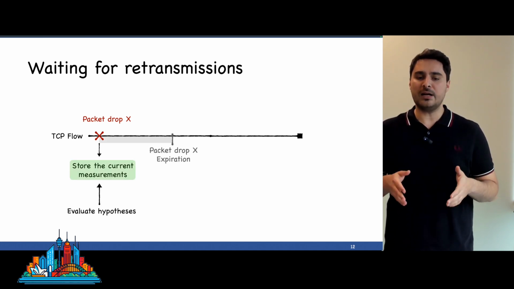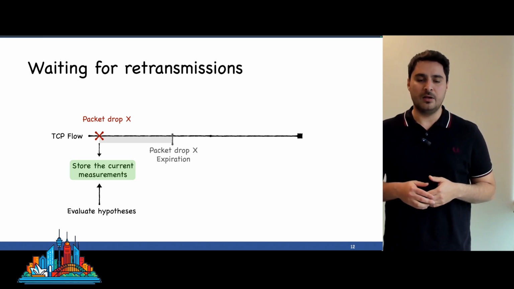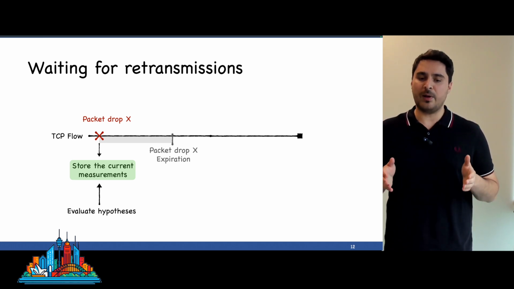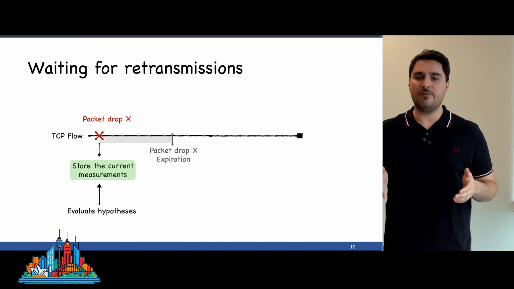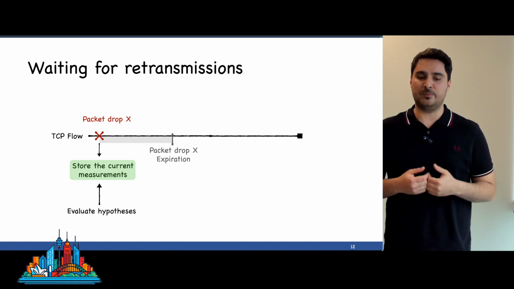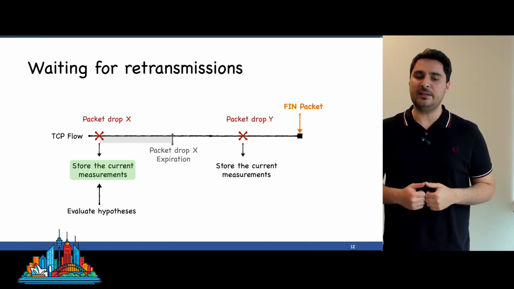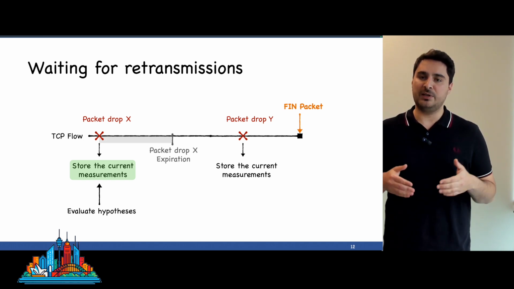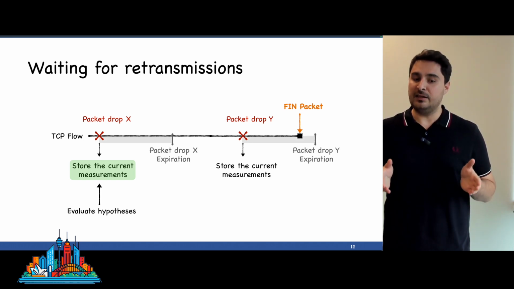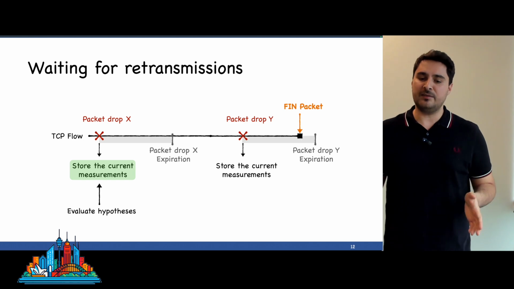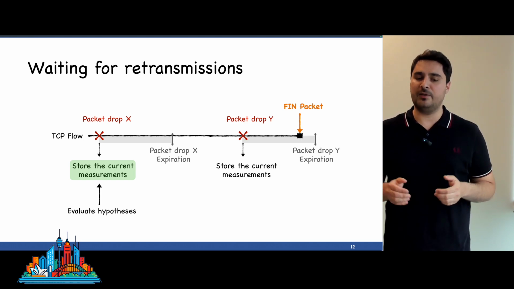We also store all current measurements up to that point. When the packet timer expires or the packet gets retransmitted, we evaluate the hypothesis with the stored measurements. But what if we receive a later packet while we wait? Are we expecting the dropped packet to be retransmitted? Yes, it should, as a correct TCP implementation should retransmit any packets that precede it.